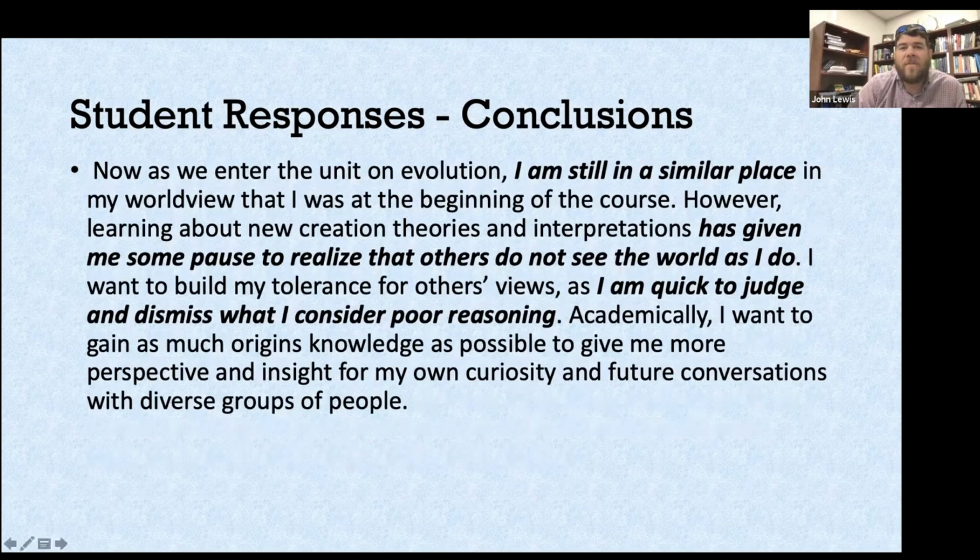Here's another one. This person's still in a similar place, and I tell them that's okay too. I'm not there to change their mind or wreck their world, but I am there to make them think. So this student said, it's given me pause to realize others don't see the world like I do. This student, I remember specifically, was a 4.0 straight A student and didn't have a whole lot of time for people's opinions that he thought were foolish or didn't make sense. And he recognizes that in himself. So, again, self-reflection about it.